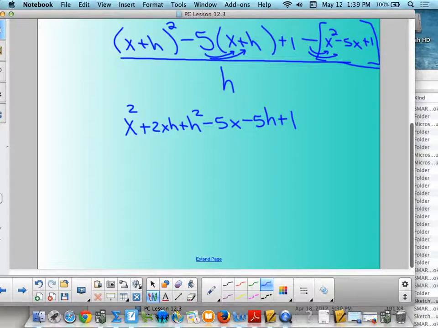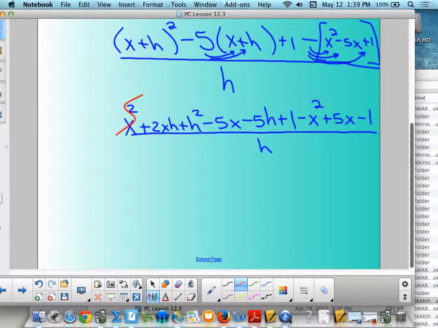I'm not done because I haven't done this. Negative times this, and this. You have to distribute that negative sign through, and you get this plus this minus 1. All of it over h. Now, if you went wrong, you probably went wrong right there. Somehow you messed up the mathematics or the distribution, the foiling. What cancels? x squared and negative x squared. What else? 1 and negative 1. Negative 5x and 5x minus 5x. Anything else?